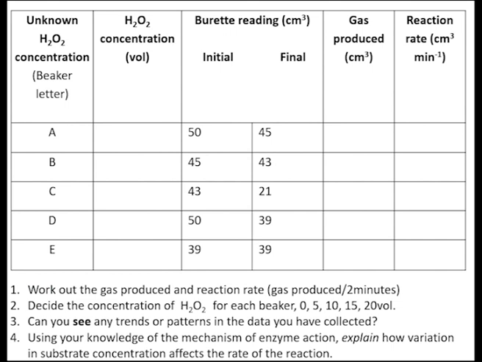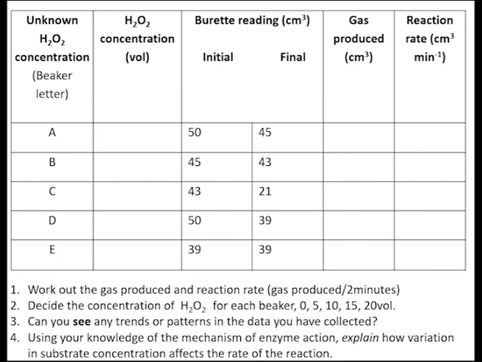So this is some example data of what we could have got from the experiment. We've got our burette reading. So it shows what the water level was like at the start of that experiment and what it was like at the end. I want to see if you can work out what was the gas produced. So if we know what our water level was like at the start and the end, then we can know what our gas is produced.